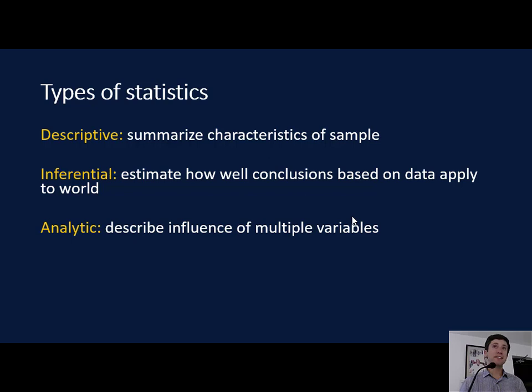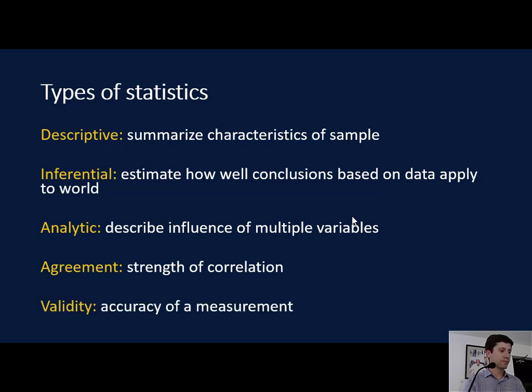There are analytic statistics. The example here would be, say, regression, which we'll talk about. And this is describing the influence of multiple variables, how they come together. There's agreement statistics. We might have two graders of, say, corneal ulcer depth, and we want to see how well the two graders agree with one another. So there are statistics to look at that, agreement statistics.